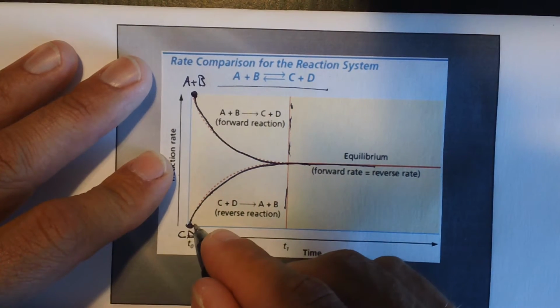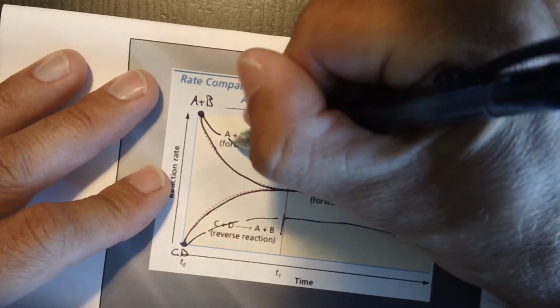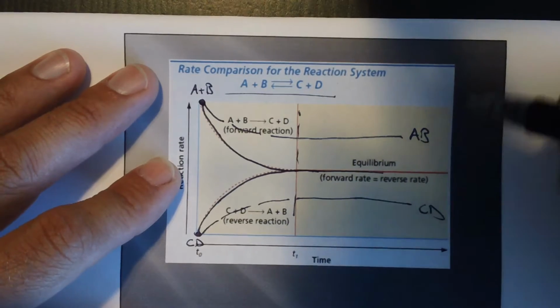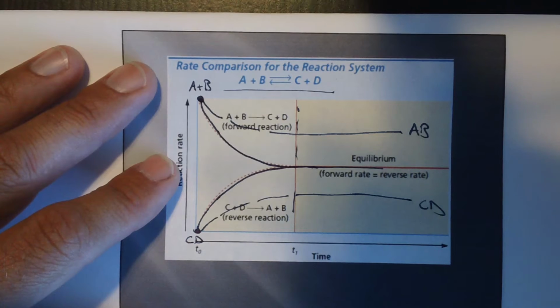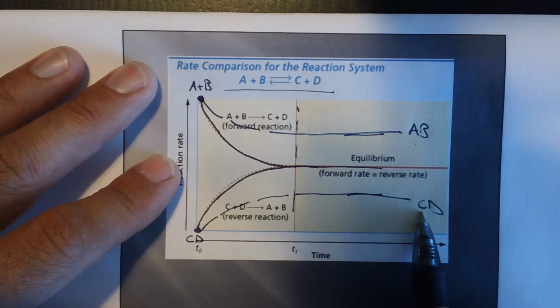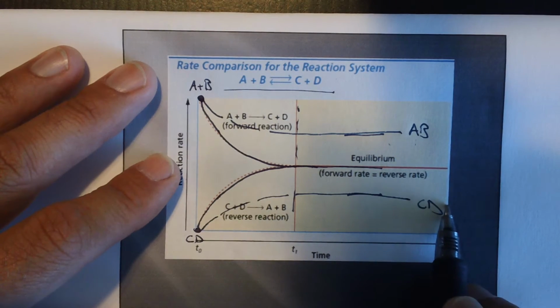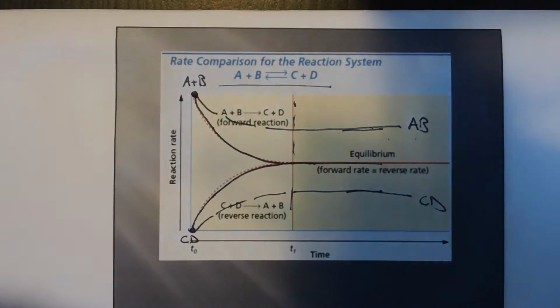It could just as easily have lines that look like this, where C and D flatten out here and A and B flatten out here. If this is A and B and this is C and D, the reactants and products, this is no longer changing its concentration, right? The rate has flattened out. In this case, there's a higher concentration of A and B at equilibrium than there is of C and D. But it's still equilibrium because A and B are changing to C and D at the same rate. So that works.